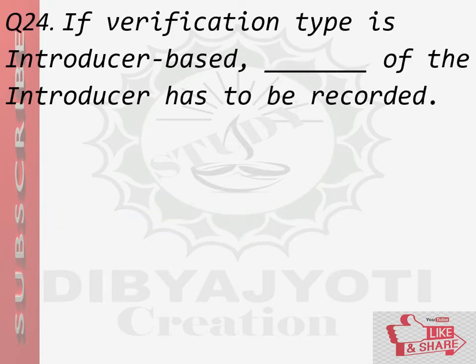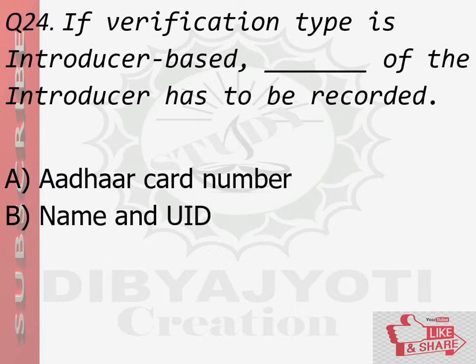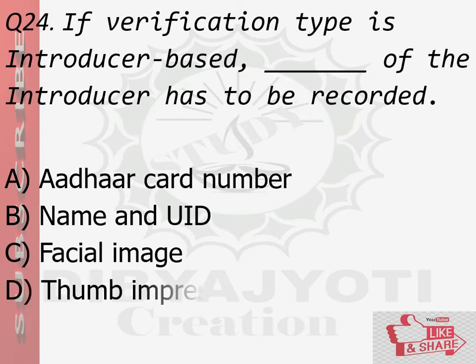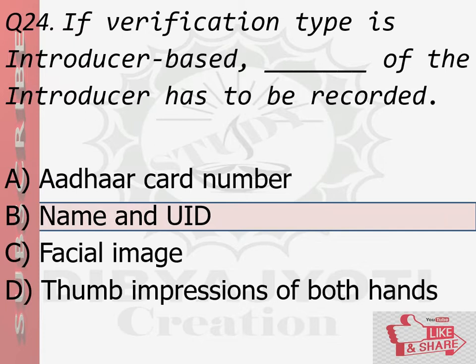Next, question number 24. If verification type is introducer based, dash of the introducer has to be recorded. Options A Aadhar card number, option B name and UID, option C facial image, option D thumb impression of both hands, and answer is option B name and UID.